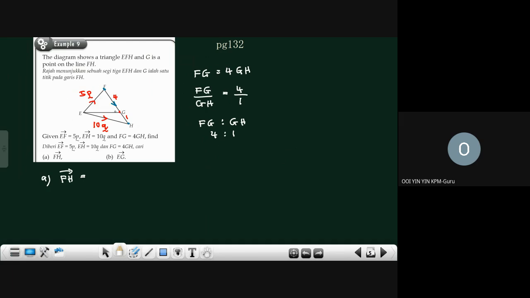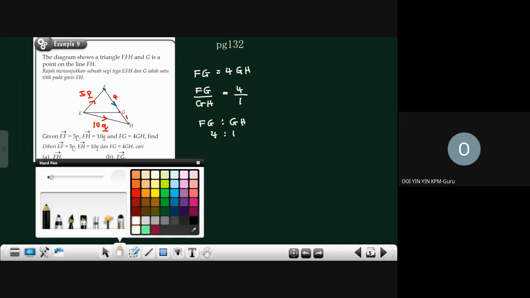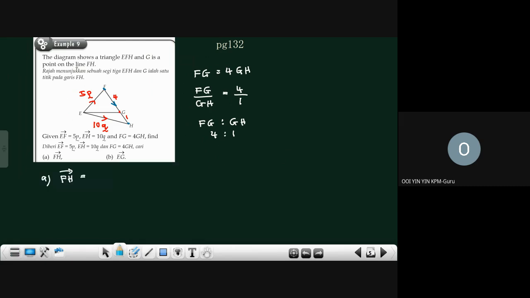To get FH, we can start from F to E, then E to H, like this. Then you get FH. So we can write down first F to E, then plus E to H. Now you get FH, right? But our problem here is FE. We don't have FE, but we have EF.